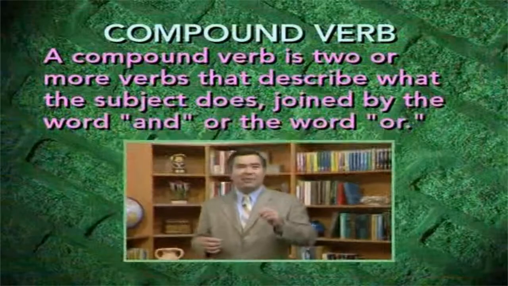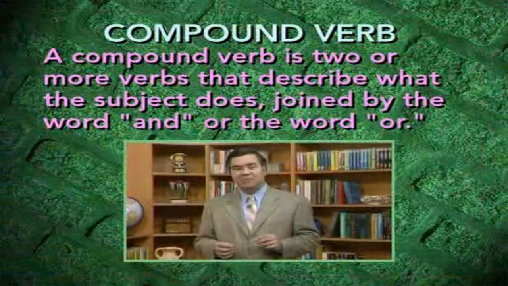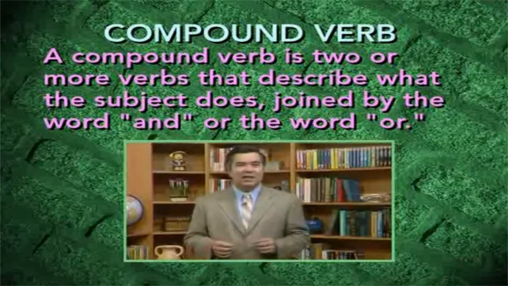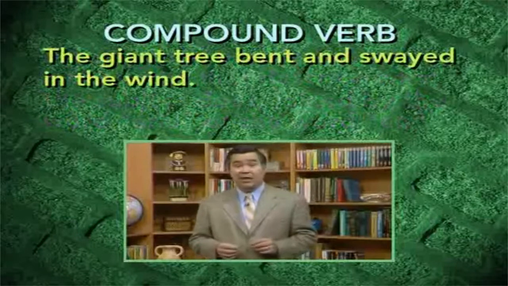Just as a subject can be compound, a verb can also be compound. When a subject is compound, it means that there are two or more things that are acting together in the sentence. Can you guess what a compound verb would be? Well, that's when you have a subject which is doing two or more things. A compound verb is two or more verbs that describe what the subject does. Again, joined by the word and or. Here's an example. The giant tree bent and swayed in the wind.